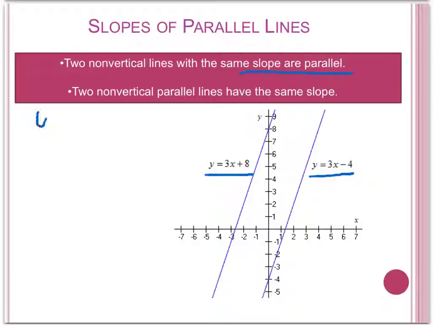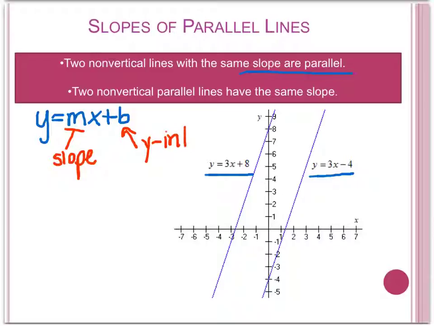This is shown as y equals mx plus b, where m is the slope, this is the coefficient in front of x, and b is the y-intercept. As you can see, in y equals 3x plus 8, 3 is the slope for that line. In the next line, y equals 3x minus 4, 3 is also the slope. And since these are equal, we know these 2 lines are parallel.